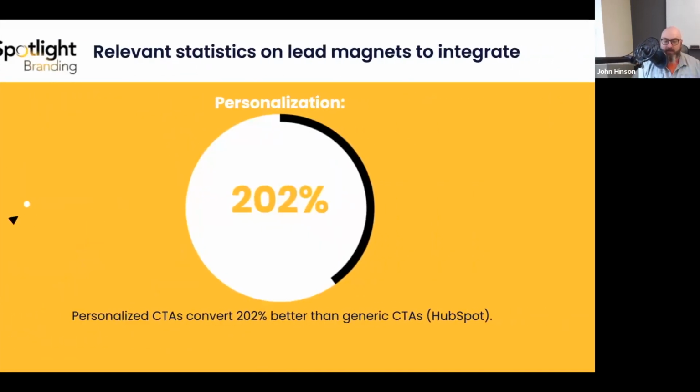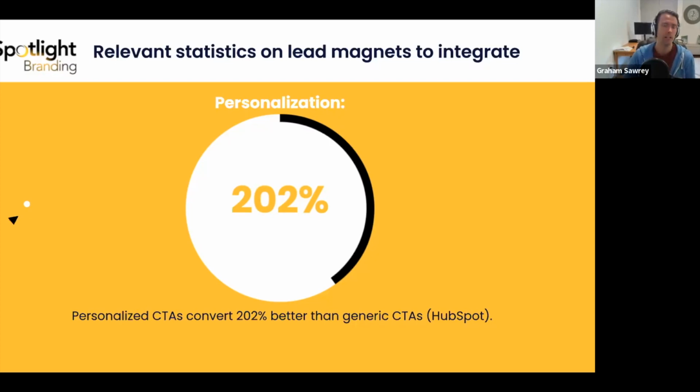Personalized calls to action convert 202% better than generic calls to action. So, Graham, what's a good example of a personalized call to action versus a generic one? Well, it's fascinating that all these statistics really support all the tips and suggestions that we had at the beginning. It's odd how that worked out.